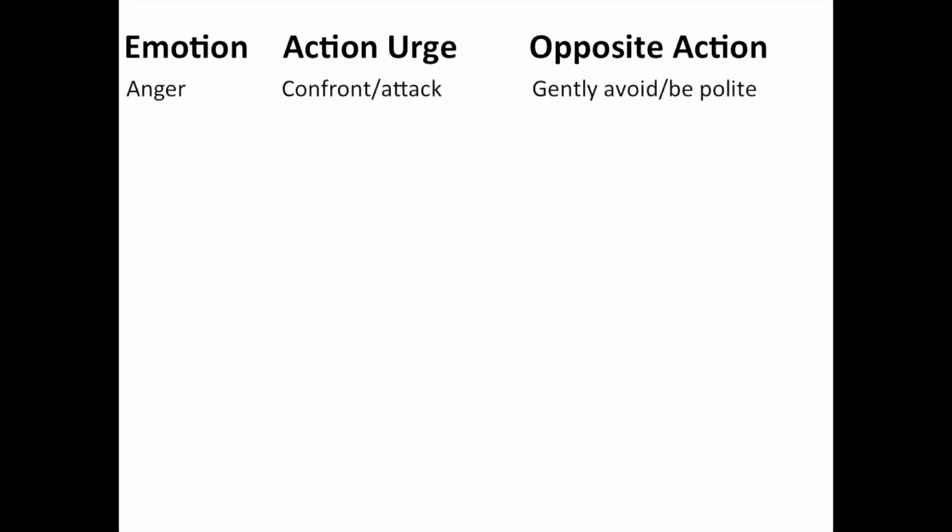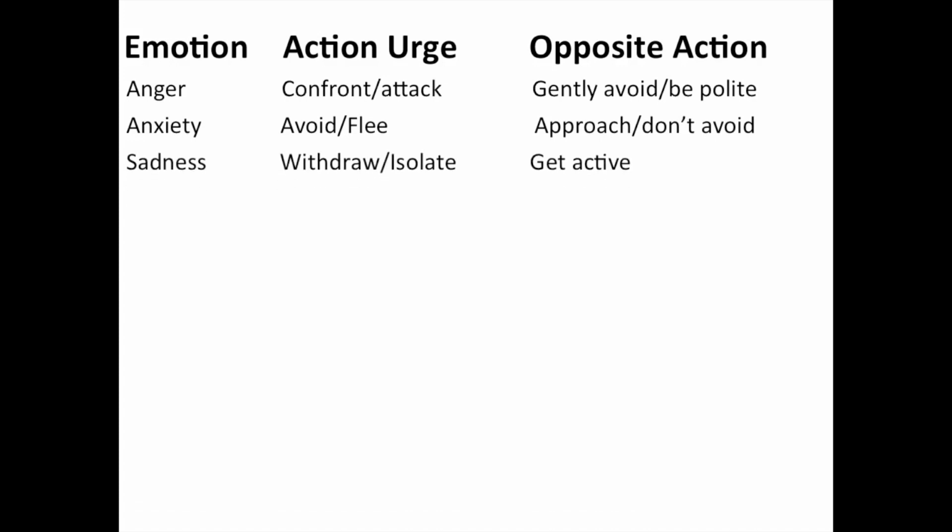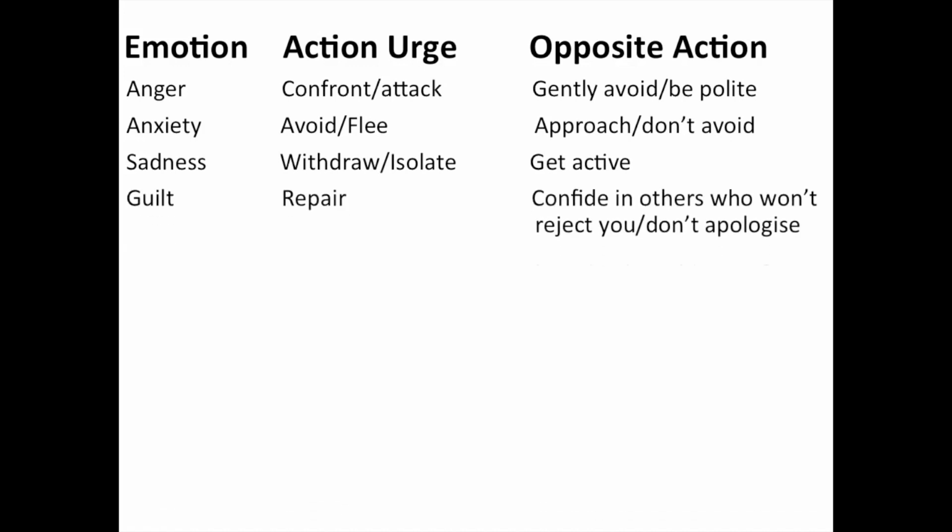So for anger, you'd want to confront or attack. The opposite action here would be to gently avoid or be polite. For anxiety, you'd typically want to avoid or flee. The opposite action here would be to approach and not avoid. Sadness, we tend to withdraw or isolate. Here, we'd want to get active instead. For guilt, you would want to repair or fix. The opposite action here would be to confide in others who won't reject us and not apologize.